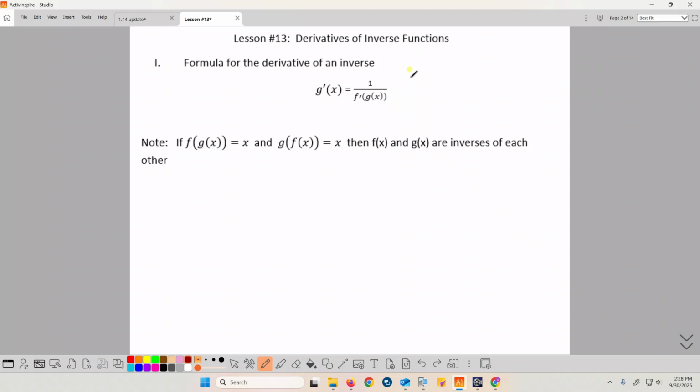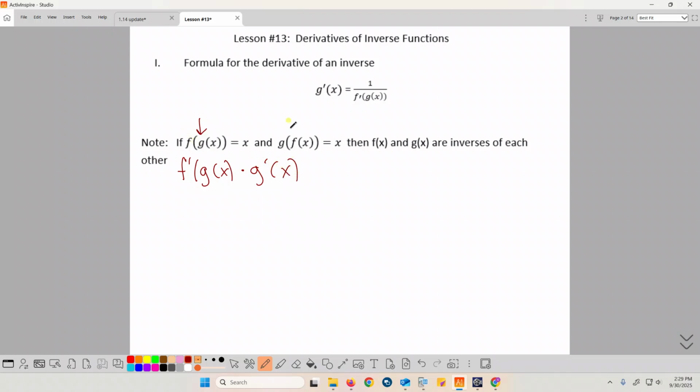All right. And so let's just say we have two functions, f and g, and that they're inverses of each other. You might remember this from your pre-cal days, but f of g of x is equal to x and g of f of x is equal to x. Then that makes these two functions inverses of each other. Well, what if I wanted to derive this combination right here? I would have to use a chain rule, right? And that would be the derivative of the outside, copying the inside, times the derivative of the inside.